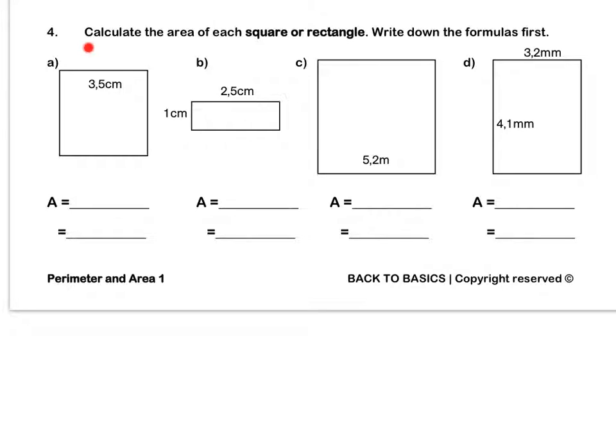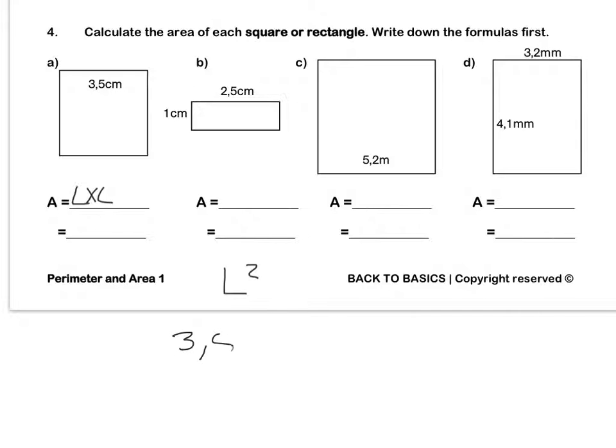Question 4. Calculate the area of each square or rectangle. Write down the formulas first. Let's do A together. It's a square. The formula for the area of a square is length times length, or length squared. So you could also have written it like that, length squared. Then that means 3,5 times 3,5. Let's write that down here at the bottom.